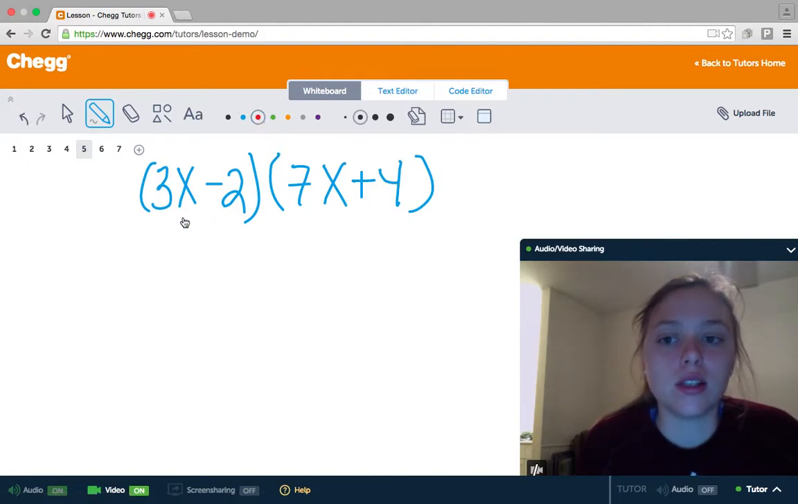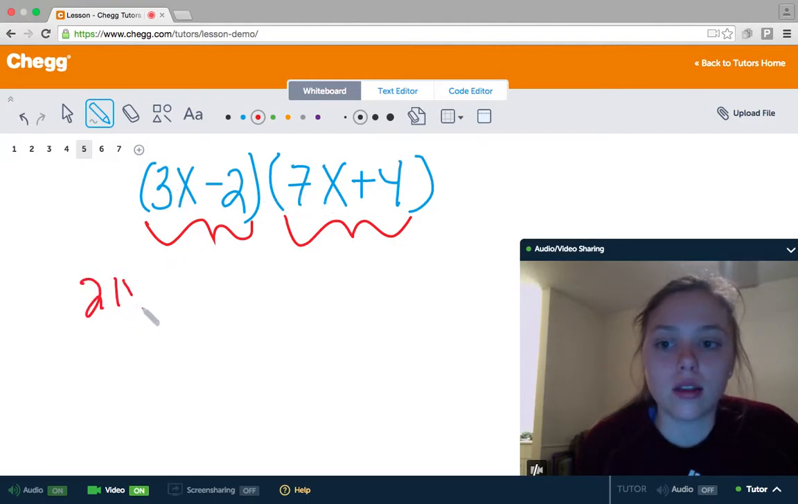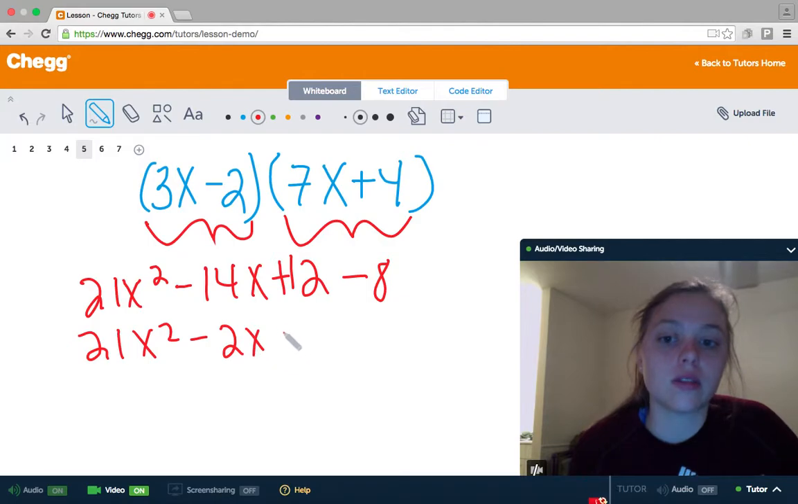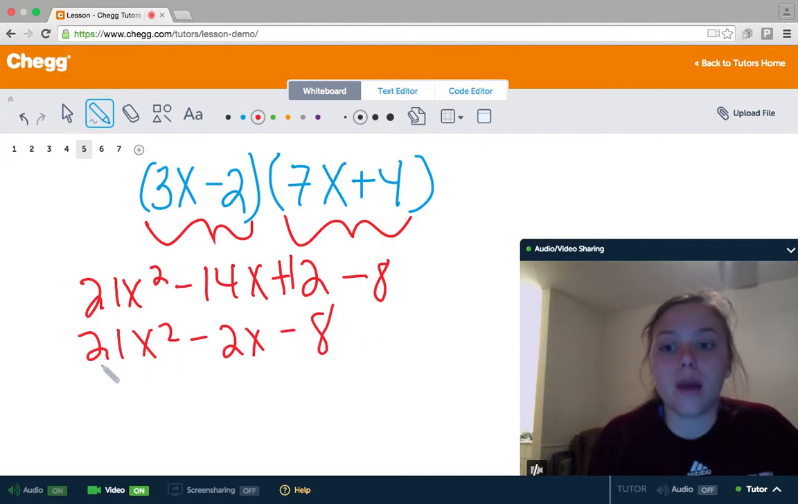Well, my first instinct with terms like this that are being multiplied together is to just multiply it out. 3x times 7x, 21x squared, minus 14x plus 12x minus 8. And so you're going to get 21x squared minus 2x minus 8. Alright, so then you can just take the derivative of that product. I'm assuming you guys know how to do this, but just in case, I'll just overview it.